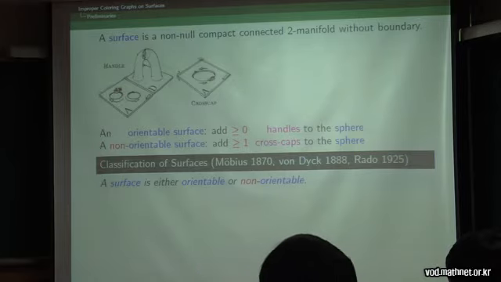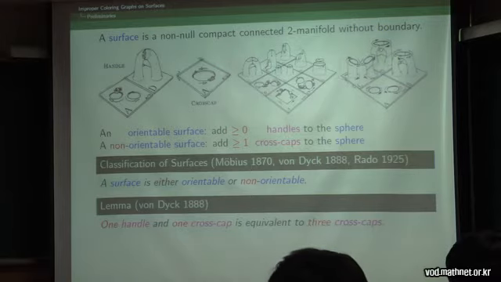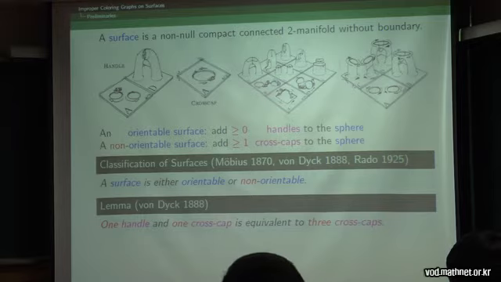So why is this? It's because there's this lemma that says adding 1 handle and 1 crosscap is the same thing as adding 3 crosscaps. And this is some illustration on why this is true, right? So I have these pictures. This is 2 crosscaps, and if you follow the diagram, I can create something that's called a cross handle.